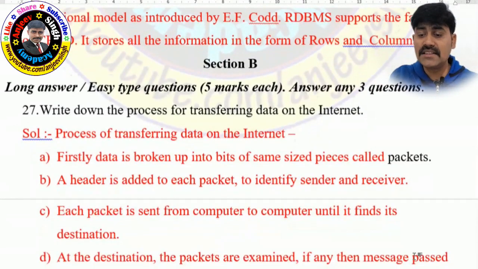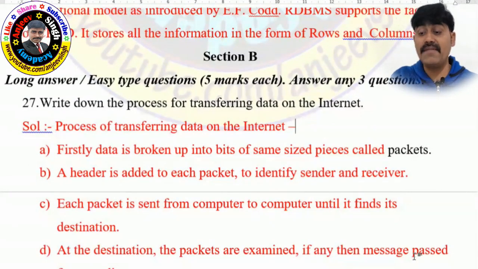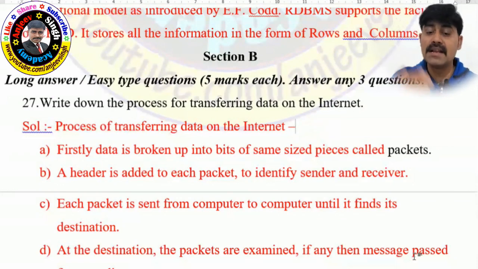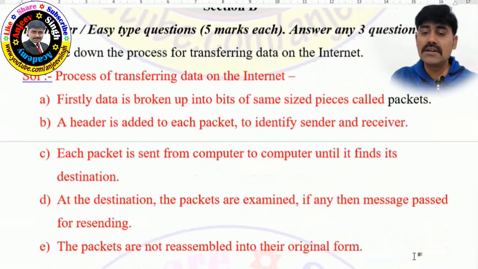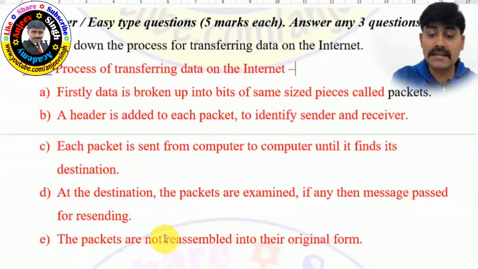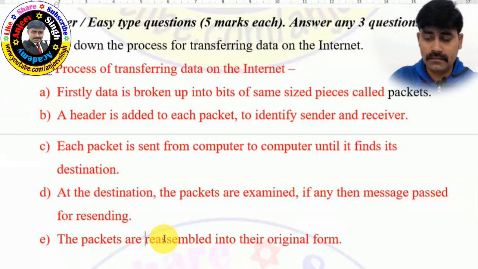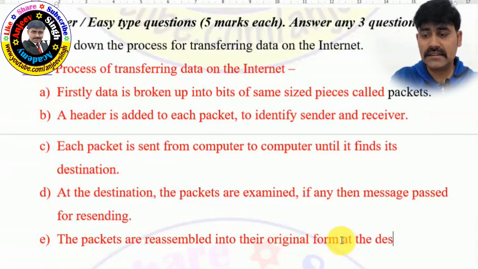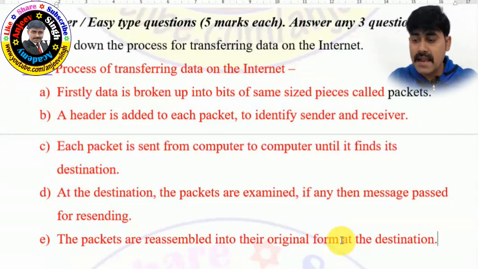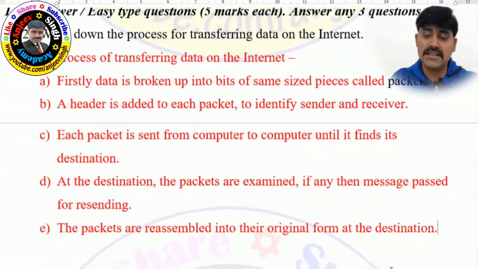At the destination, the packets are examined. First check if everything is okay. If not okay, then a message is passed to resend the same packets again. Then the packets are reassembled into their original form at the destination. So this way data transfers on the internet.